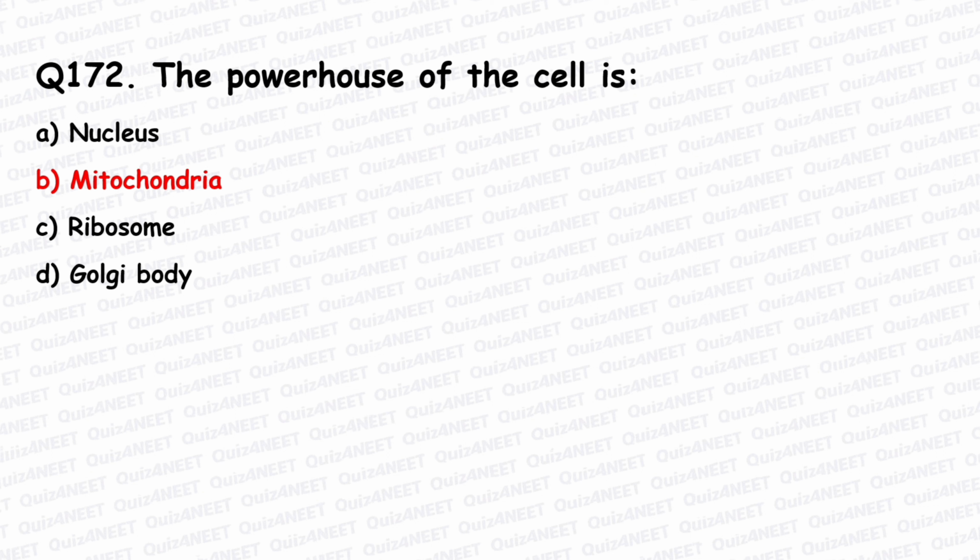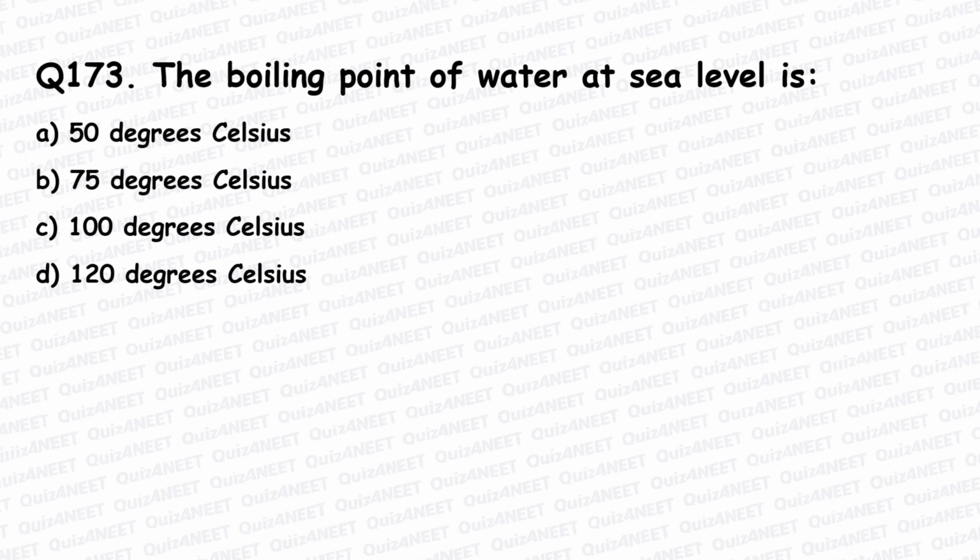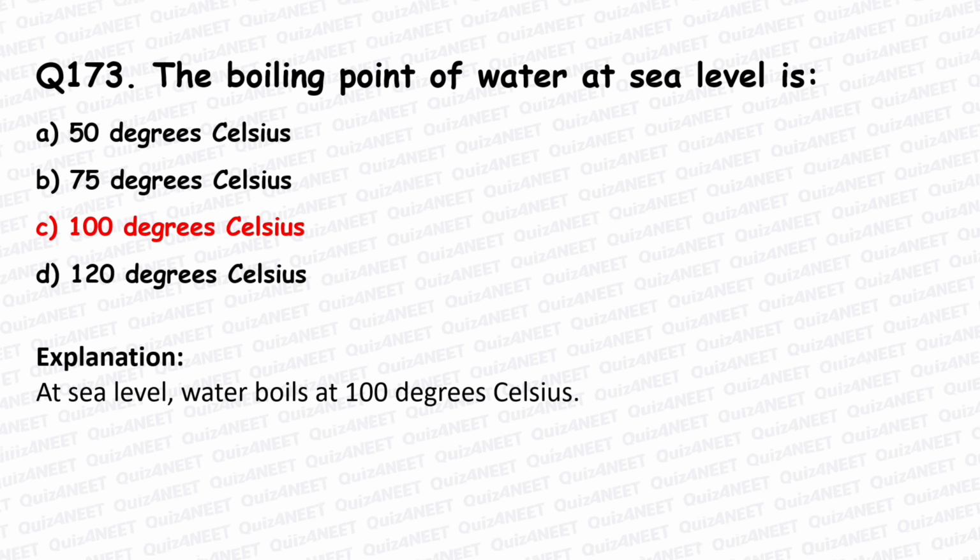Mitochondria. Explanation: mitochondria produce ATP, the energy currency of the cell. The boiling point of water at sea level is: A. 50 degrees Celsius, B. 75 degrees Celsius, C. 100 degrees Celsius, D. 120 degrees Celsius. Answer: C. 100 degrees Celsius. Explanation: at sea level, water boils at 100 degrees Celsius.